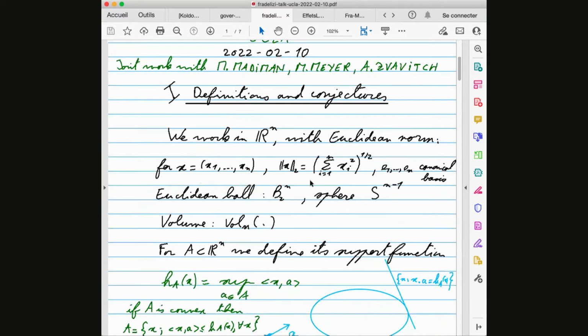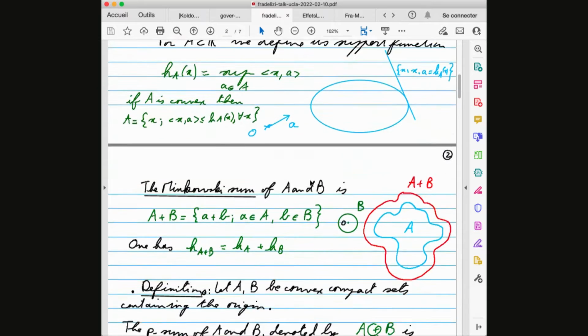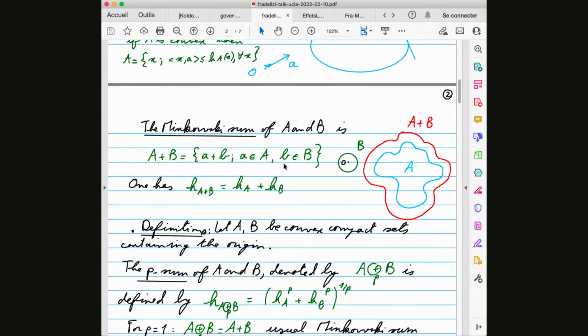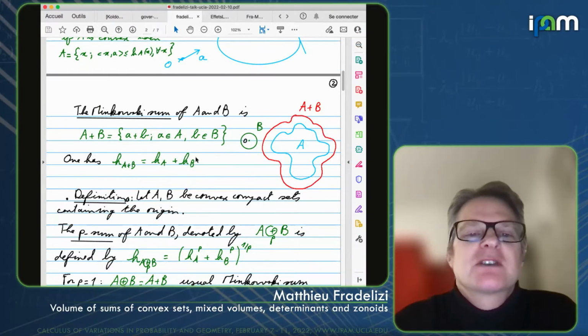So p-zonoids, what is it? First, the Minkowski sum. The Minkowski sum of two sets, you know what it is, just the vector sum of the points in the set. And here I made a drawing. It can also be defined via the support function, because the support function of the sum is just the sum of the support functions. And as I said, for convex bodies, this determines the set.